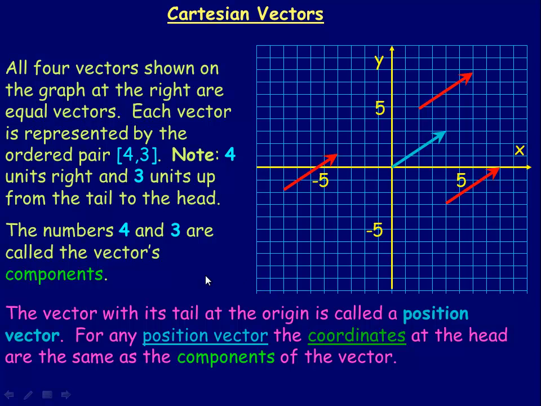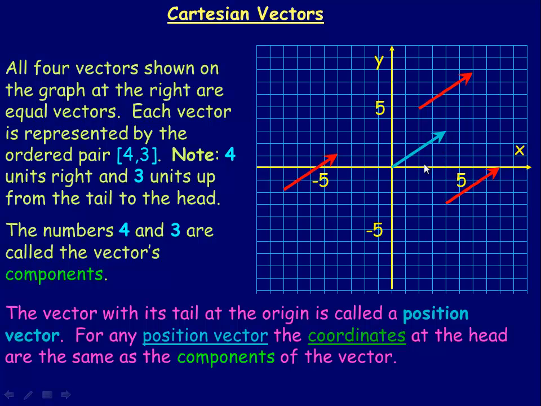In this video, we'll take a look at Cartesian vectors. If you take a look at the graph on the right here, there are four vectors drawn, and they're all equivalent vectors. They're really the same vector, because if you take any vector and go from the tail to the head, you're going 1, 2, 3, 4 horizontally, and 1, 2, 3 vertically. Even this blue one, it's 4 horizontally, 3 vertically.